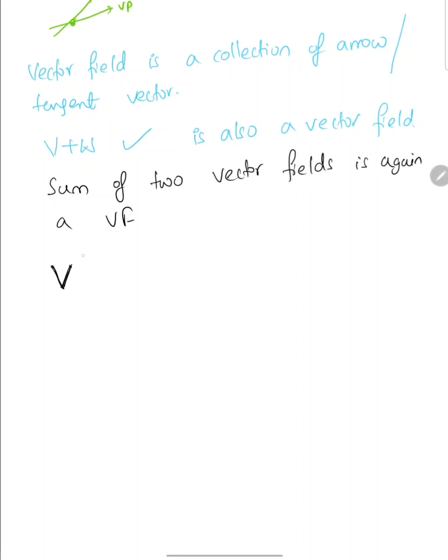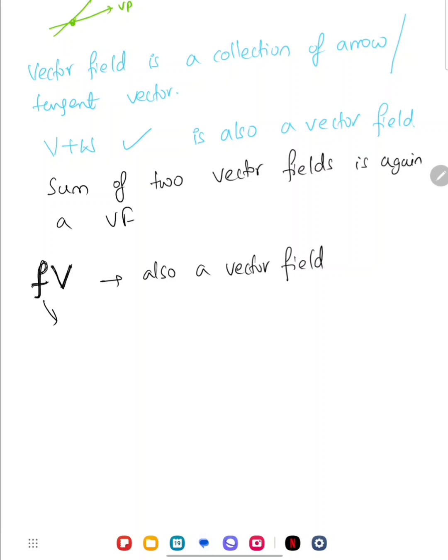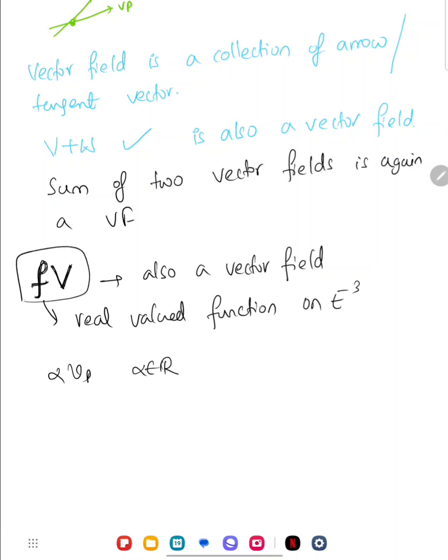Here we are multiplying with a function. So f, here f can be taken as a differentiable function, which can be viewed as a scalar. So here also f times V is a vector field. The scalar multiplication of a vector field is also a vector field. So here f is a scalar, which is nothing but a real valued function on E3. As we are multiplying a tangent vector V_P with alpha, which is a real number, likewise here we are multiplying the vector field V with the scalar f, which is nothing but a real valued function.